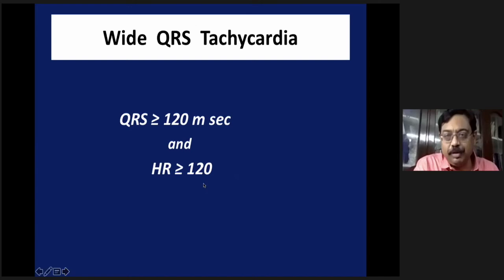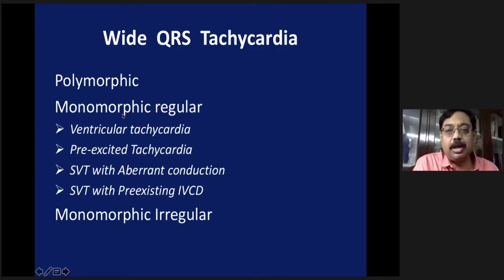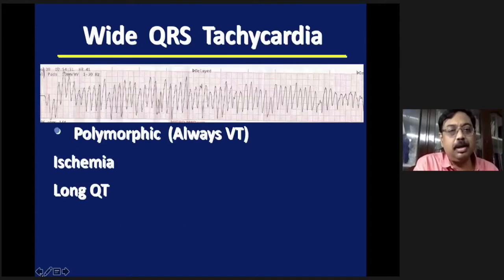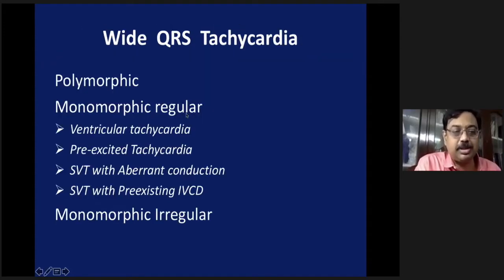Now, by definition, a wide QRS tachycardia is whenever you have a QRS duration on the ECG of 120 milliseconds or more and a heart rate of 120 or more, generally. If you look at the ECGs, this is not a classification based on the pathophysiology or the electrophysiology, but you'll see a polymorphic, or a monomorphic which is regular, or a monomorphic which is irregular. So three important things. Polymorphic by itself is irregular. Monomorphic is the same kind of QRS complexes, but they're regular.